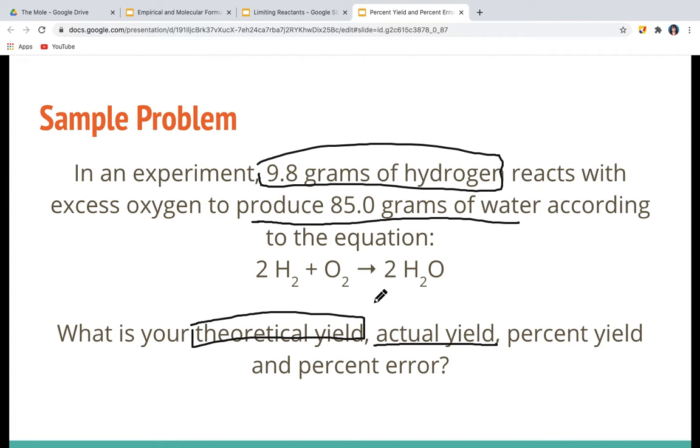Okay, so we're going to draw this little road map that we have here, right? We've got 9.8 grams. We want to figure out grams of water. Okay, grams to moles, moles of hydrogen to moles of water, and then moles to grams.